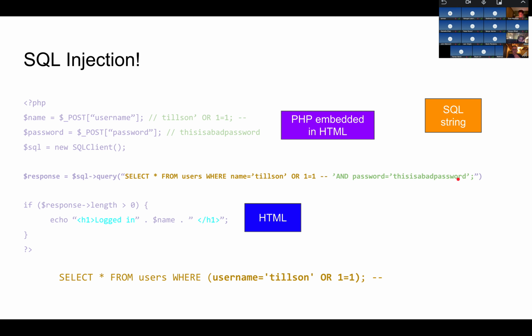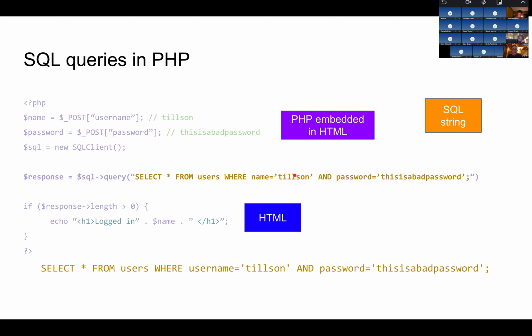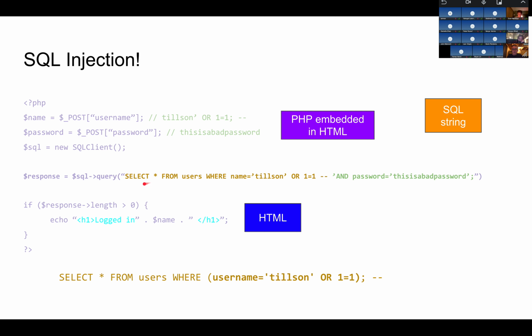But what is really fun about this, and this is the vulnerability, is that I can actually hijack this query and exploit the fact that we're using string concatenation here. So let's say that instead of my name being Tilson, my name is Tilson apostrophe, or 1 equals 1 semicolon, and then these 2 dashes right here are just a comment in the SQL language. So now, instead of select all from users where name is Tilson and password is "this is a bad password", this query is select all from users where name is Tilson or 1 equals 1, stop.